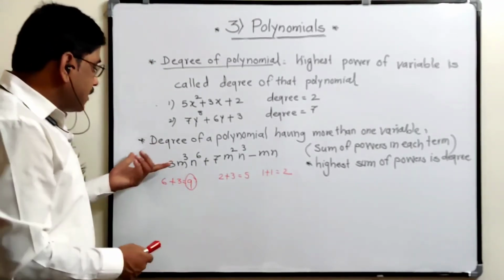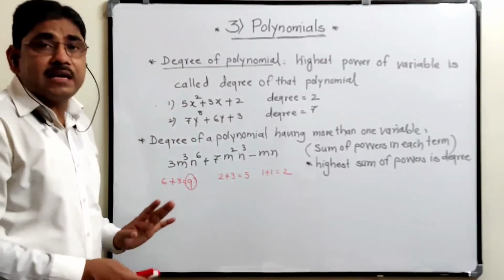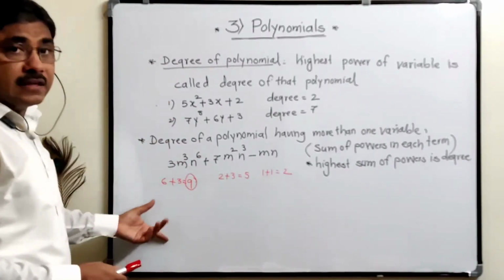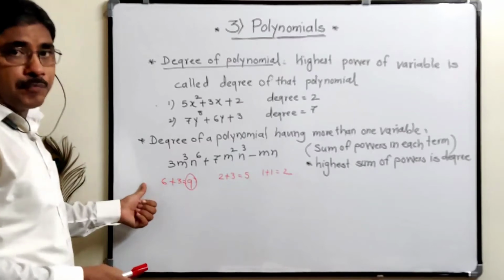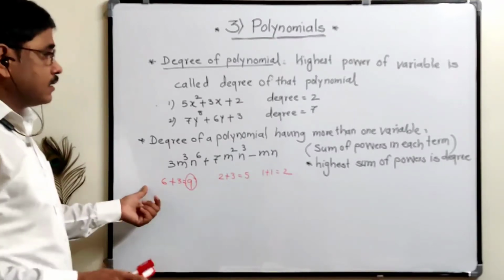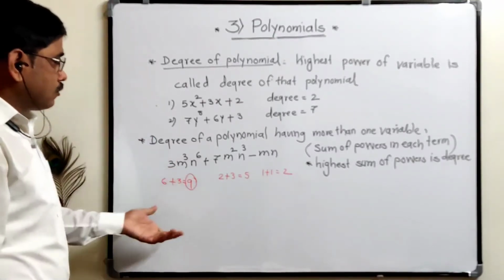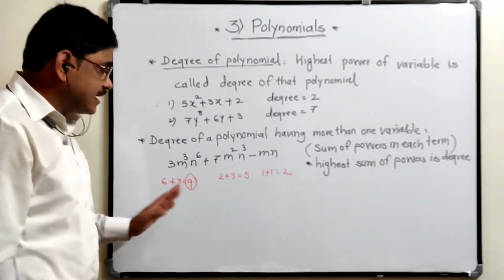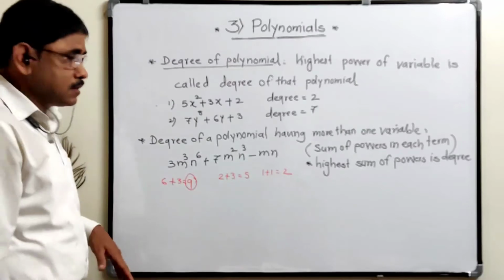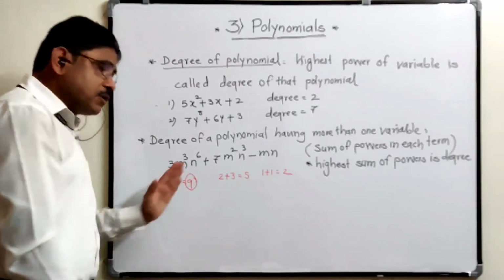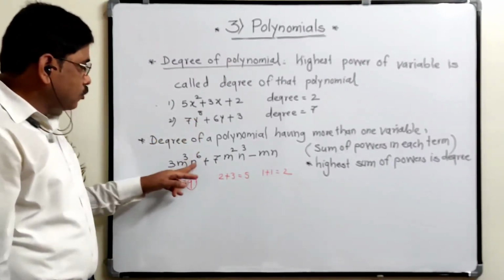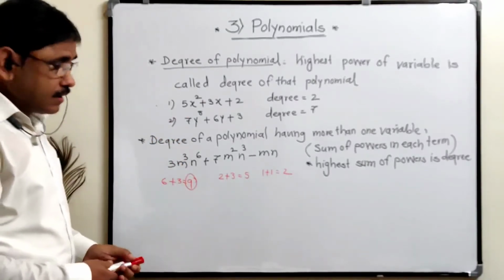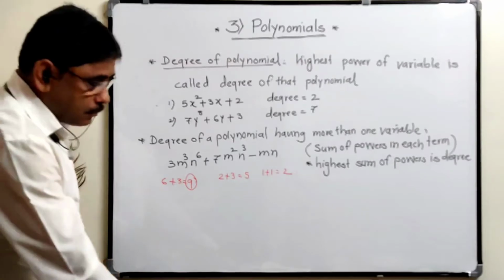So in this way, if multi-variables are there, meaning more than one variable, then you can decide the degree. This is very important. Find the degree of the following: 1 mark or 2 marks. Then 2 or 3 variables will be given. If 3 are there, then add the powers of 3 variables. 4 variables, add the powers of 4 variables. If 2 variables, add the powers of 2 variables. So in this way, we can find the degree of the polynomial.